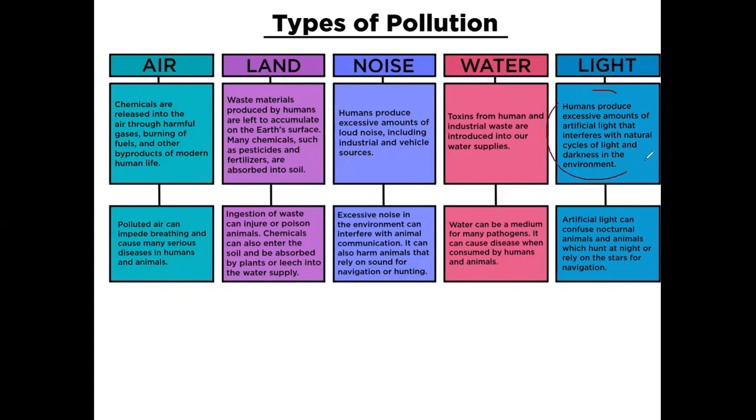Now light. Humans produce an excessive amount of artificial light that interferes with the natural cycles of light and darkness in the environment. That is nothing but light pollution. So these are the various types of pollution, right? Now come to the next.